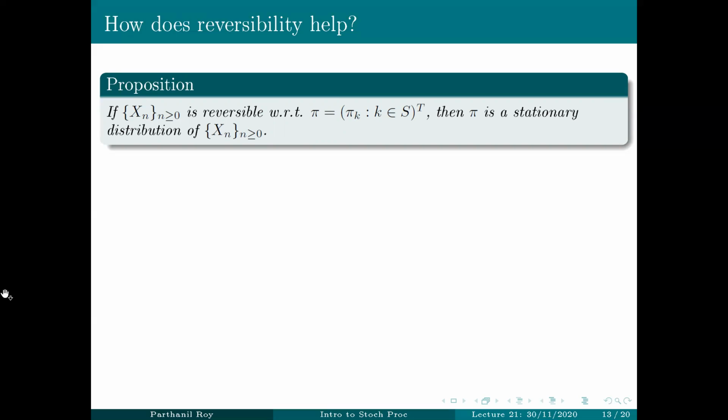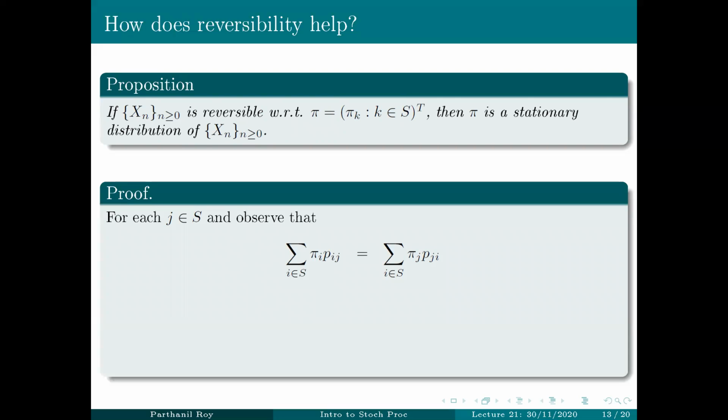Now let's quickly prove it. The proof is actually very easy. So for each j in S, observe that if you take the sum of pi i with pij, where i runs over S, this would be just pi j times pji, right? Because of the reversibility. This is where I'm using the fact that this is reversible.